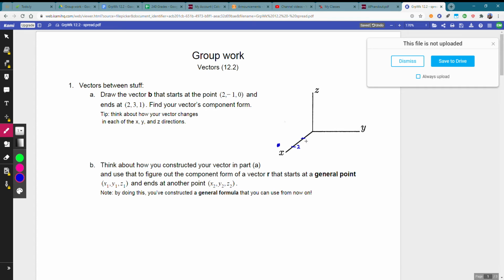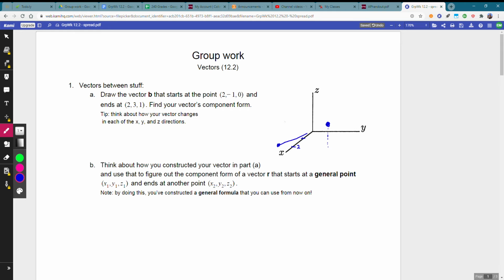Ends at (2, 3, 1), so the same x coordinate, and then 3 in the y, something like that. And then 1, I'll come up to exaggerate, in the z direction. There's our second point. And we're looking to draw the vector that starts here on the left and ends at our point on the right. So in order to write the component form of our vector, we need to know how our vector is changing in the x, in the y, and in the z.